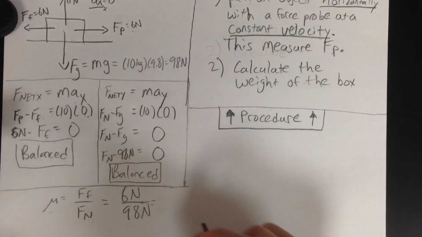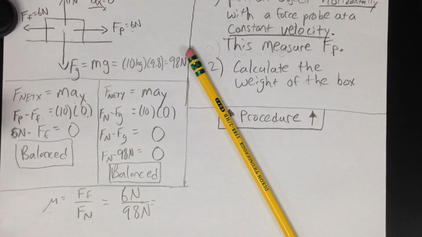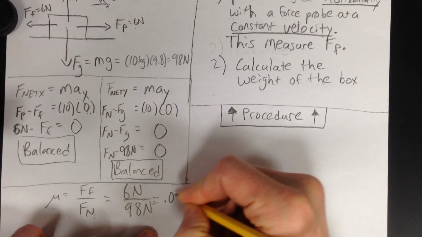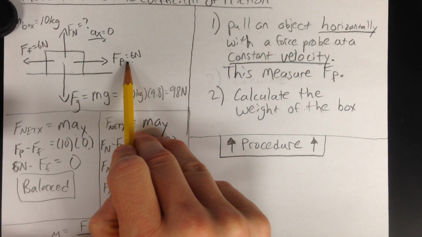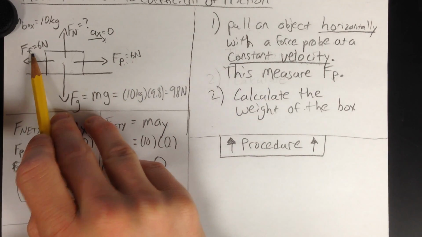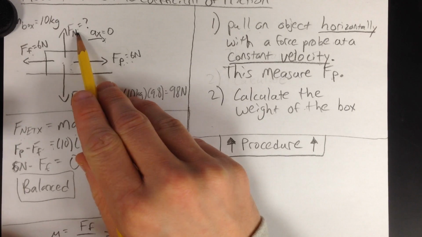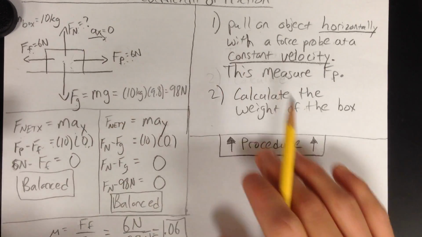We could go ahead and calculate mu in our example. 6 divided by 98. If you got a calculator, 0.06, very low in this example. Friction was very small, so we got a very low mu. To summarize, we pulled at a constant speed, so Fp equaled Ff, and the box was at rest on a level surface, so Fg equaled Fn. We found Fp to find Ff, and we found Fg to find Fn.